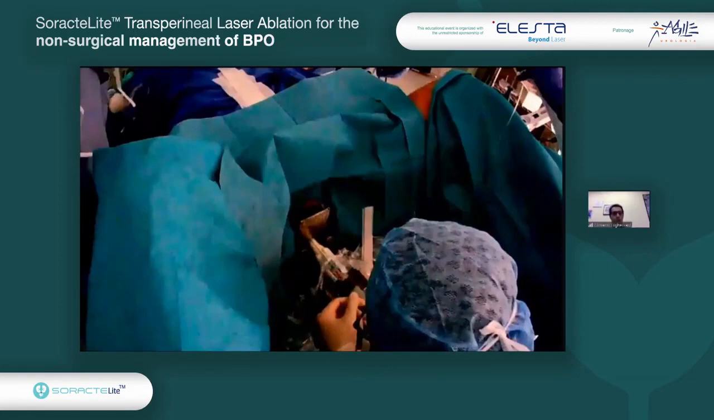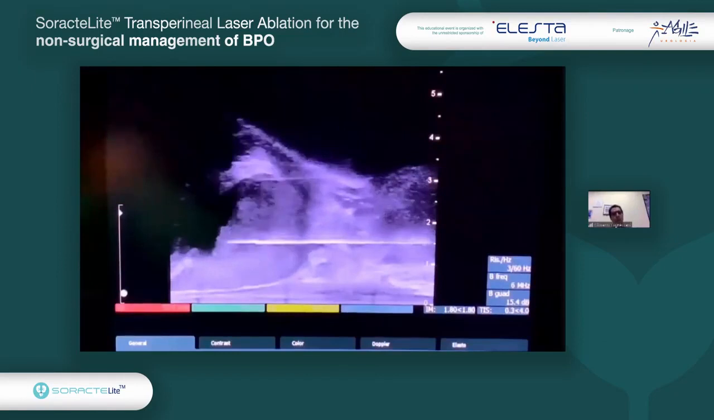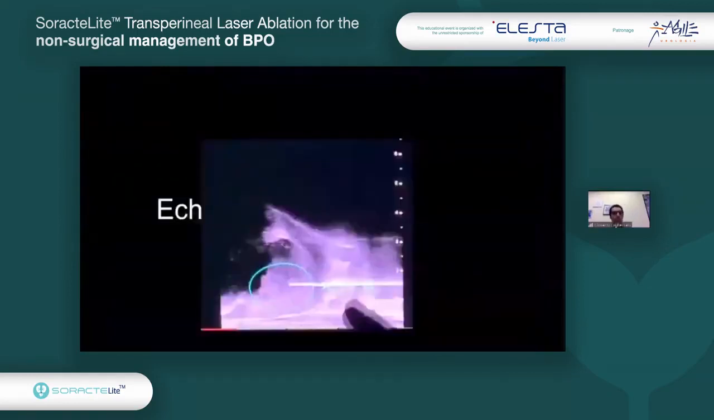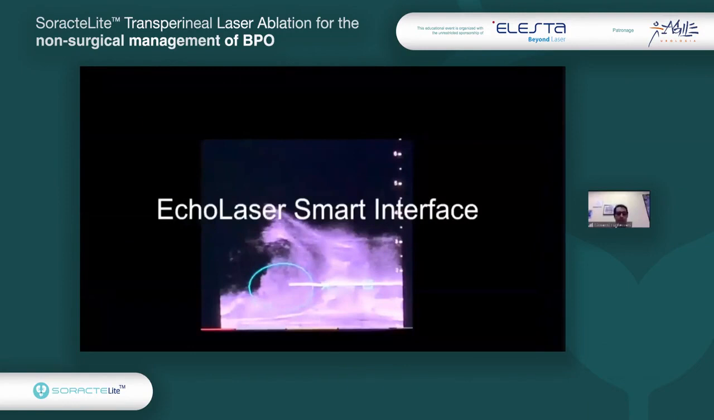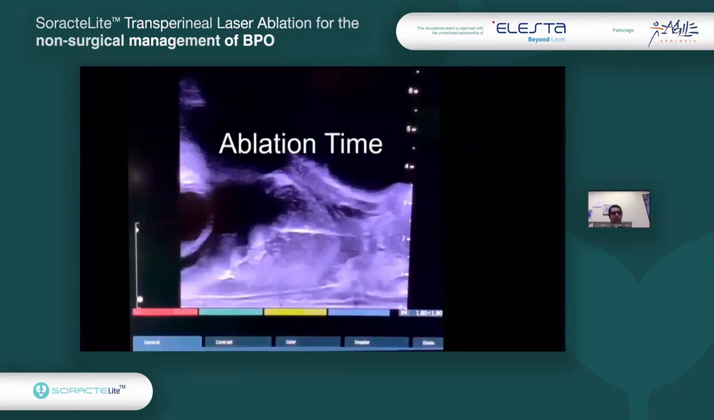Once we are ready for the treatment, the laser fiber is placed within the introducer needle, and it goes 1 centimeter outside of the needle, so you have to retract the introducer needle a little bit before starting the treatment. Then the Echolaser Smart interface can be used to plan the exact area that we are going to treat. After that, we perform the treatment using 3 watts of energy for at least 1,800 joules for each lobe.